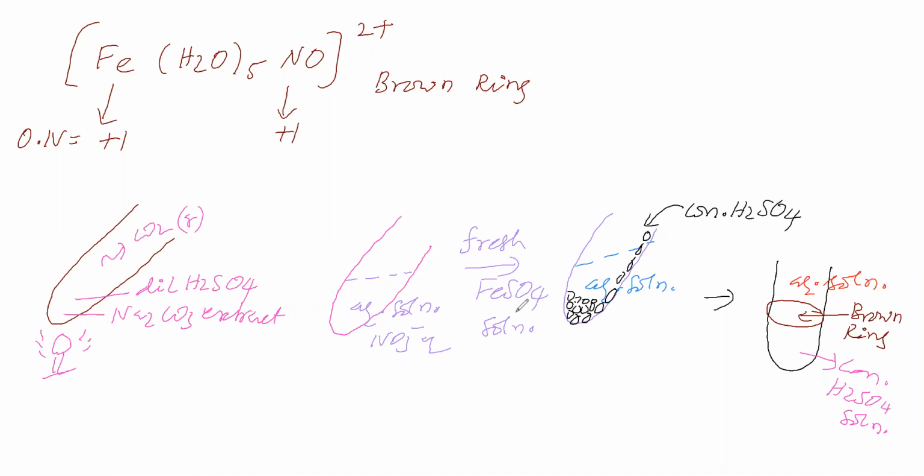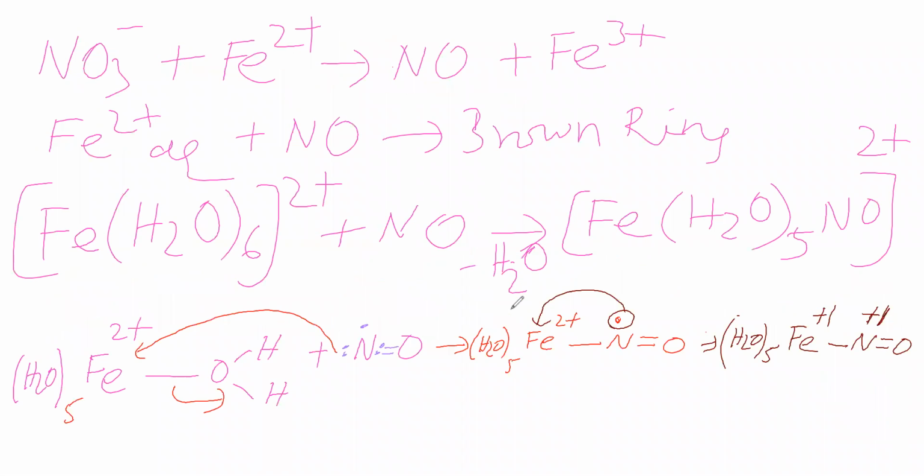Why add freshly prepared ferrous sulfate solution? That we will see. If we do not add freshly prepared ferrous sulfate solution, what will happen? That we will see. Here you see that ferrous is undergoing oxidation to give ferric. Nitrate is undergoing reduction to give nitric oxide.